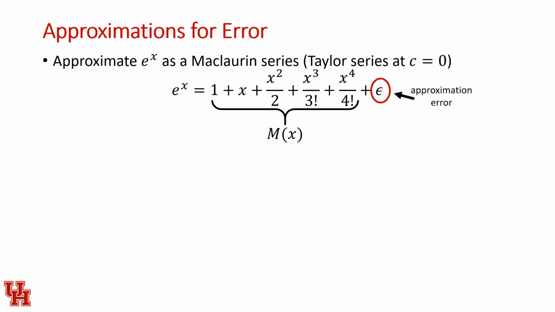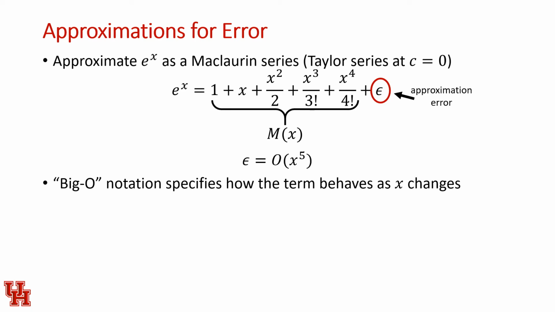However, since a Taylor series, including a Maclaurin series, must be truncated at some point, there's always some remaining error term epsilon that defines the difference between our series approximation m and the original function. While we may not exactly know this error term, we can approximate how it behaves. One way to do this is to provide the order of the error term. In this case, the error term is said to be on the order of x to the 5th. We express this using Big O notation as a capital O containing an expression describing the error behavior. In our example, the error term behaves like x to the 5th as x gets extremely small or extremely large.